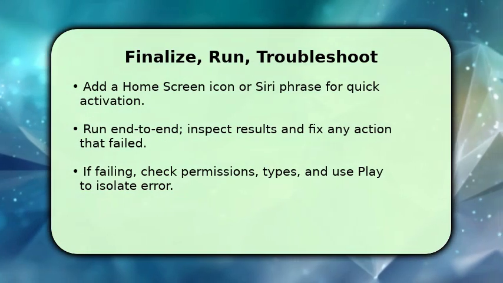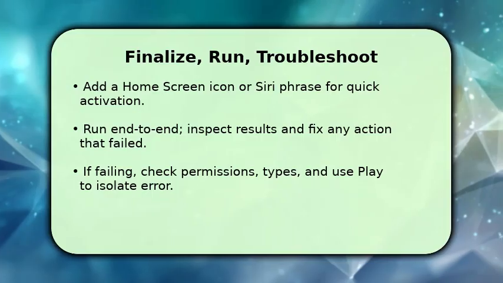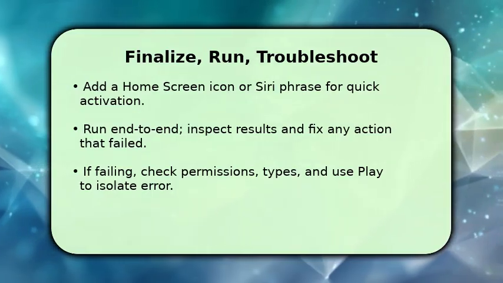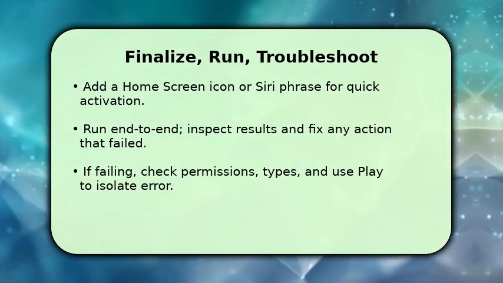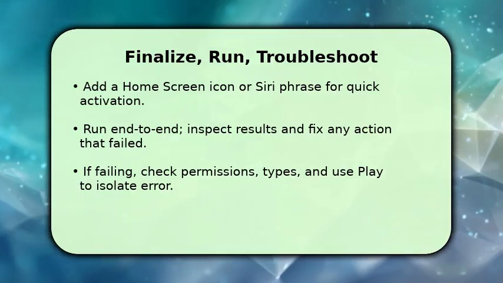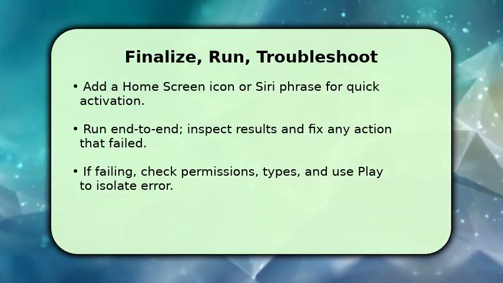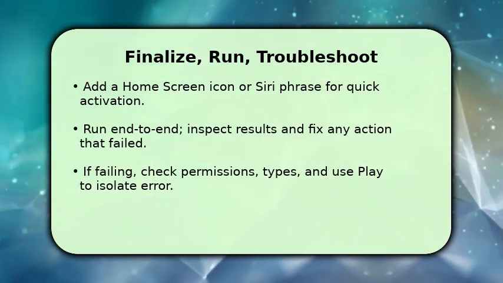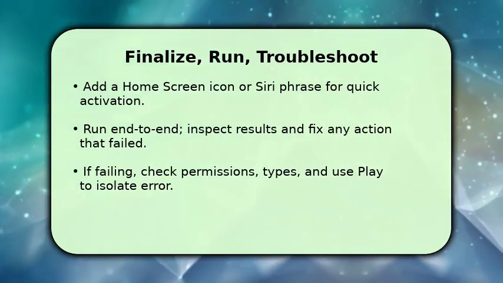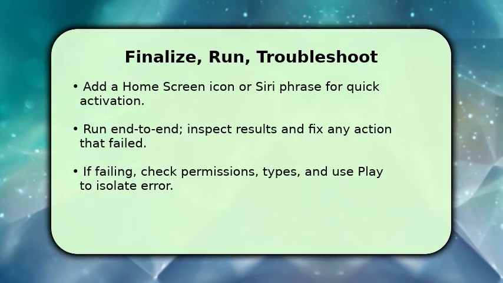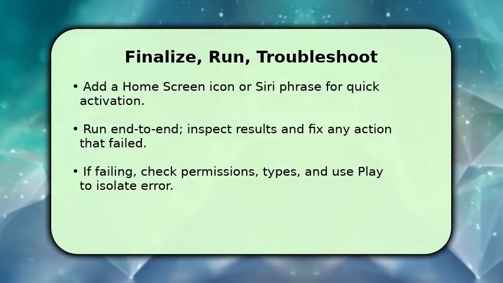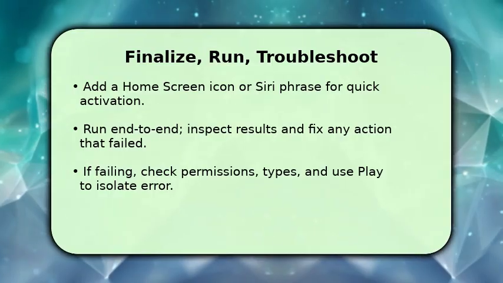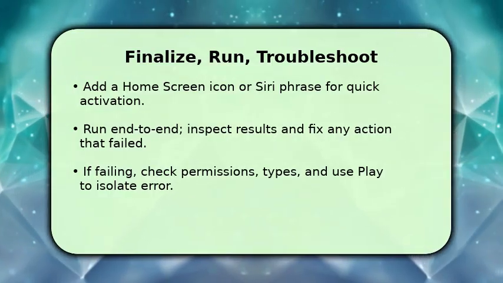Finish by assigning a trigger and running the shortcut end-to-end so you confirm it behaves as intended. Add a home screen icon or record a Siri phrase for one-tap access, then run the full flow while watching outputs. If something breaks, pause and use play on the failing action to see the error message. Often it's a permission issue, wrong input type, or missing variable. Make that one change, retest, and once stable, save and use confidently.